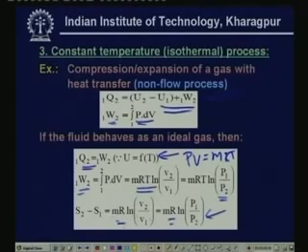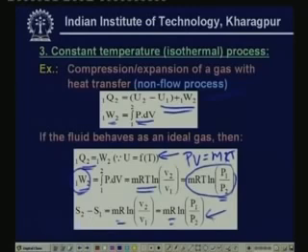Of course, you can get some conclusions out of this. For example, look at the work transfer equation. If the system is undergoing expansion, that means P1 is greater than P2, then this will be positive. And if it is expanding, the system is doing work, so 1W2 is positive. That is in accordance with our sign convention. And if the system is undergoing compression, P1 will be less than P2, that means this will be negative, and 1W2 will be negative. That means you have to supply work to the system.